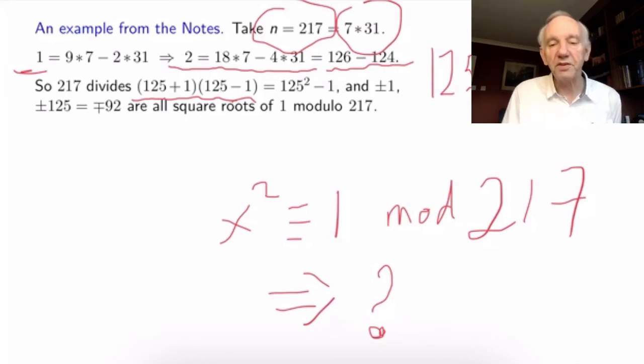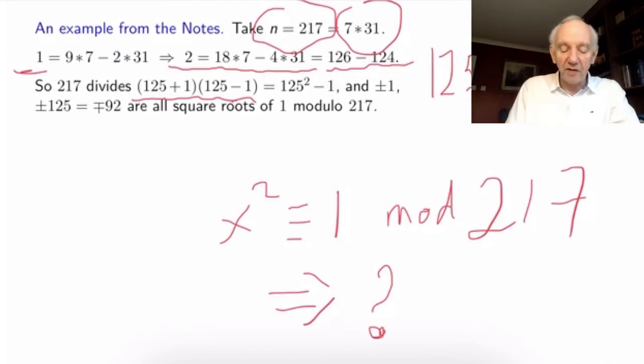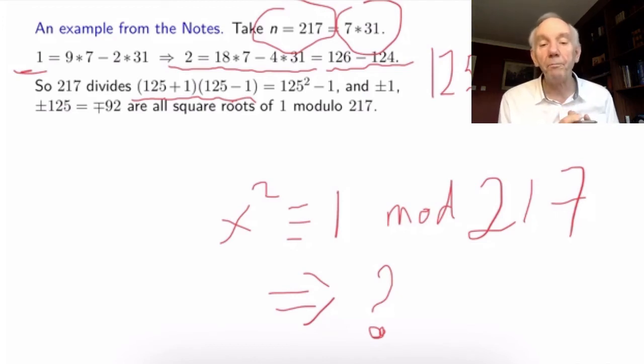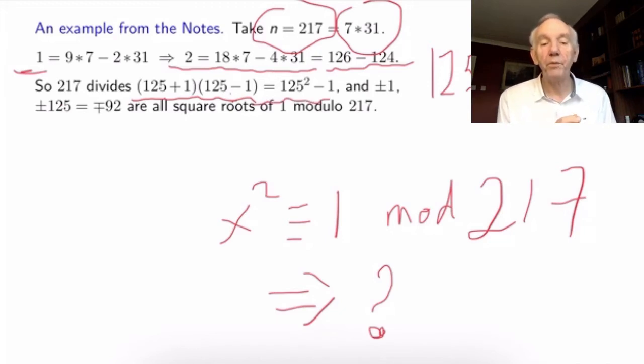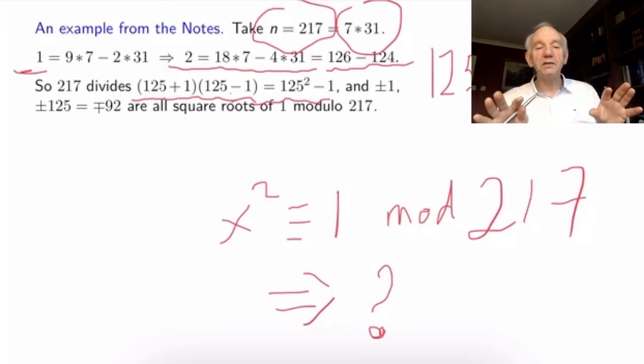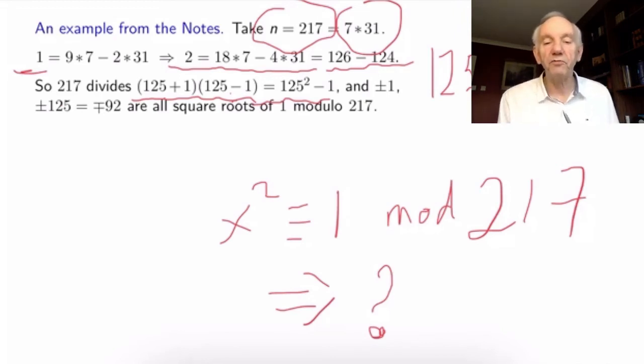But because 217 is not prime, this time we can split its factors between the two numbers we have here, 126 and 124. So in other words, we're saying that 217 divides 125 squared minus 1. Because this product here becomes 125 squared minus 1. And that means we found a different square root. By splitting the prime factors of n across these two factors, we found another square root. And the other square root is 125. So minus that must also be a square root.